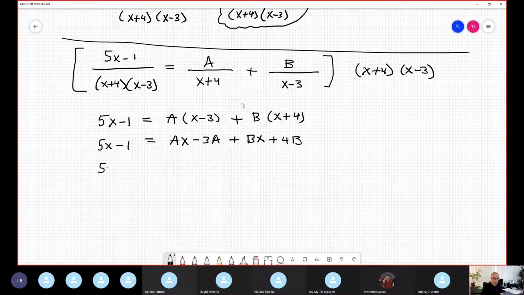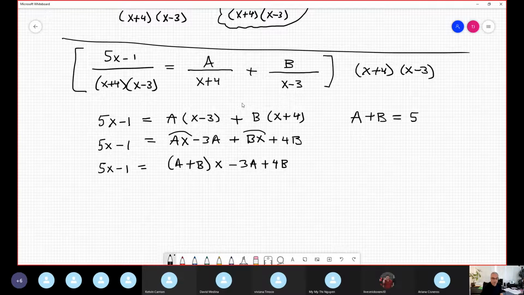Now we group the terms that contain x, this and this, together. So A plus B times x, because x is a common factor, no? And the other part is minus 3A plus 4B. When you compare this binomial and this binomial, I can see clearly that A plus B is the coefficient in front of the x, and minus 3A plus 4B is equal to negative 1.